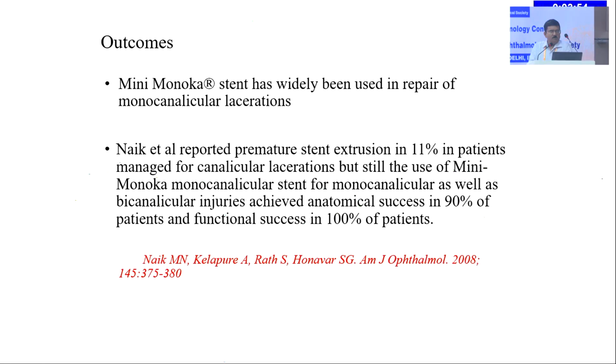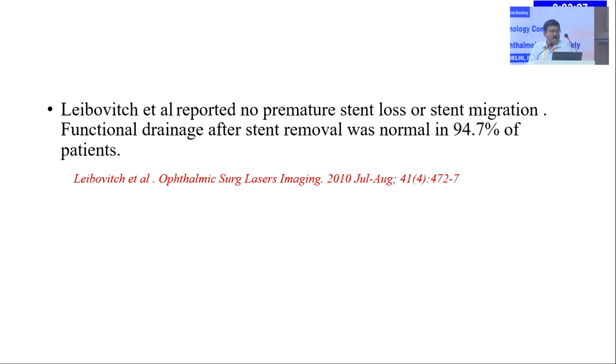The mini monoca stent has been widely used in repair of monocanalicular laceration, and Naik in Italy reported premature stent extrusion in 11% of patients managed for canalicular laceration. Still, the use of the monocanalicular stent for monocanalicular injuries as well as bicanalicular injury achieves anatomical success in 90% of patients and functional success in 100% of patients.